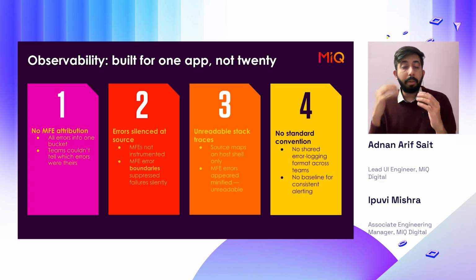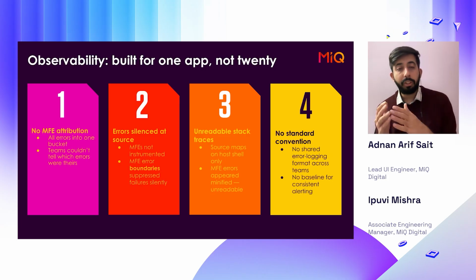All the errors came into a single bucket, and they had some general discriminators like the page title, page URL, the timestamp. But this was not sufficient to find out which app it was coming from, because we could have four or more micro frontends running on the same URL.